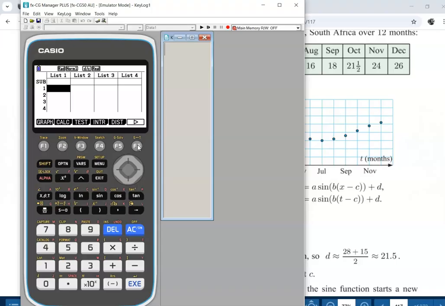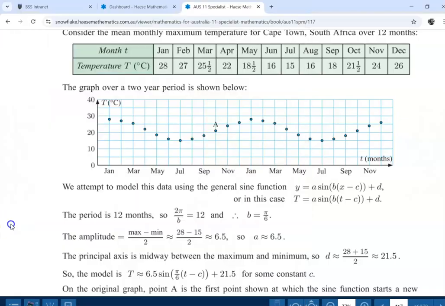They tell you in the question, make January number 1. So we're going to go 1, enter, 2, enter, 3, enter, all the way up to 12. Okay, and then in list 2 we are going to put the temperatures, so 28, 27.